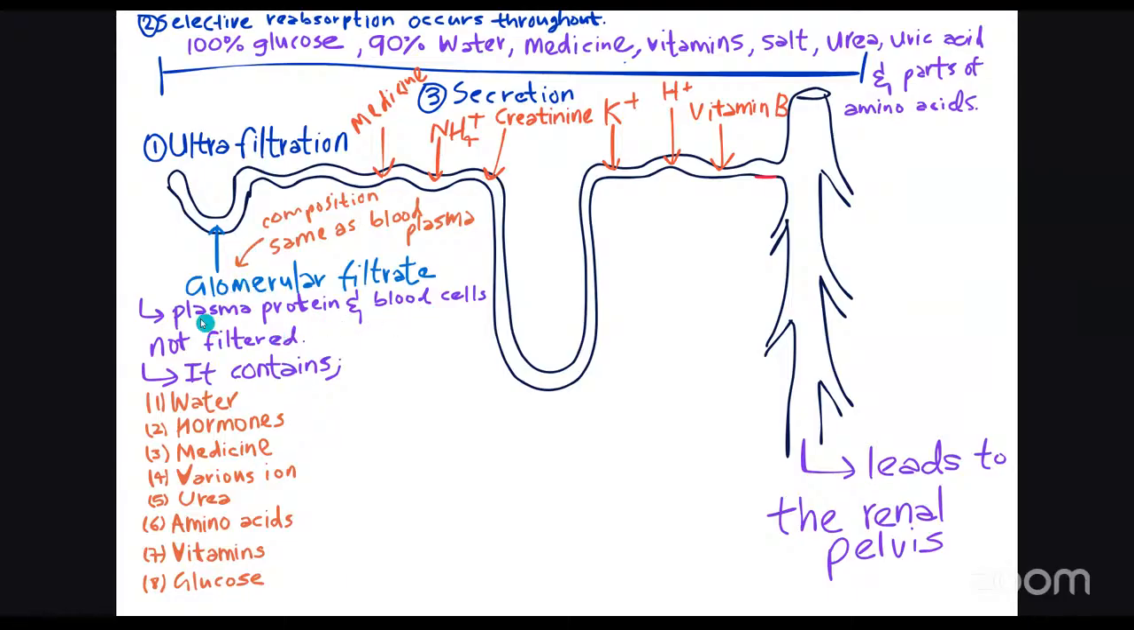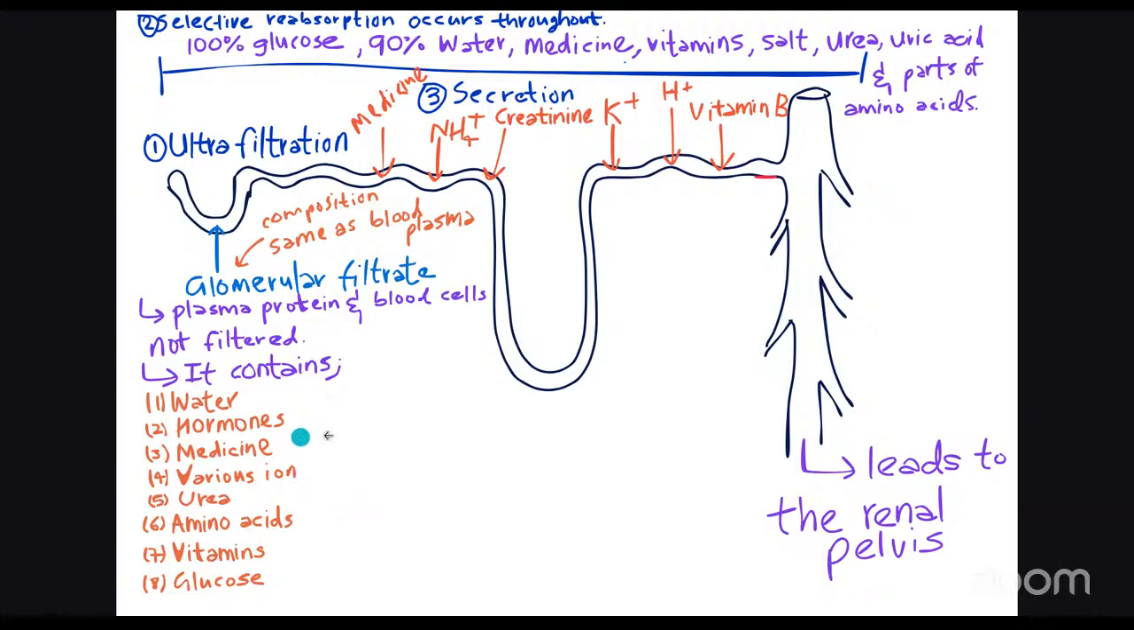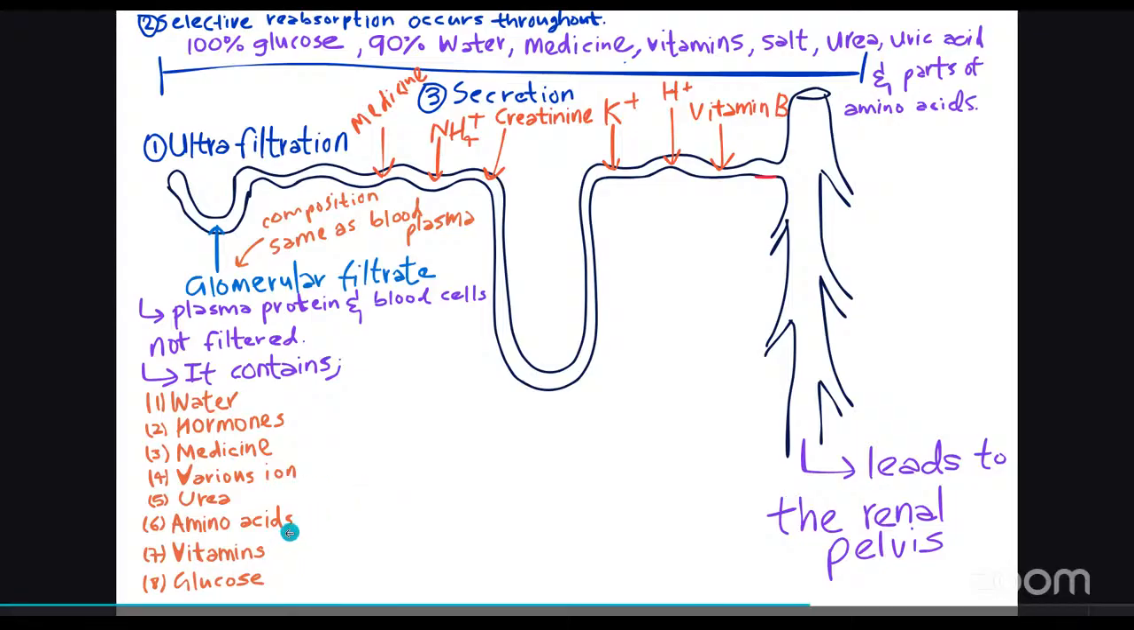So what does the glomerular filtrate contain? I have written it as 8 items here. That's why I told you to get a screenshot. You can study it easier this way. So we have water, hormones, medicine, various ions, urea, glucose, vitamins, amino acids. Okay, so look at this. We have glucose also. We have all these items.